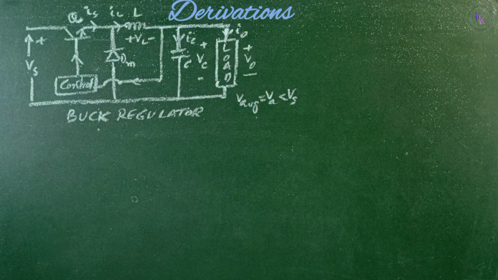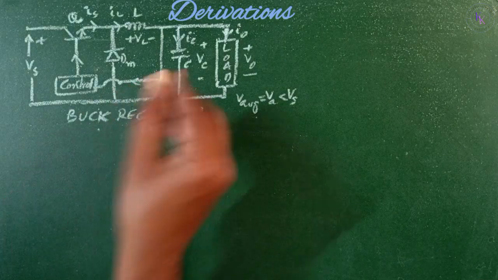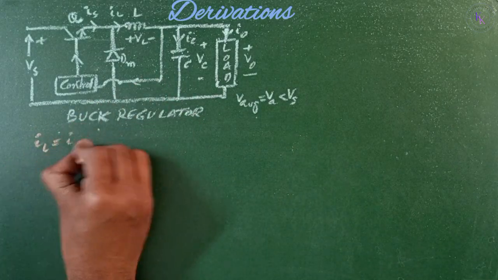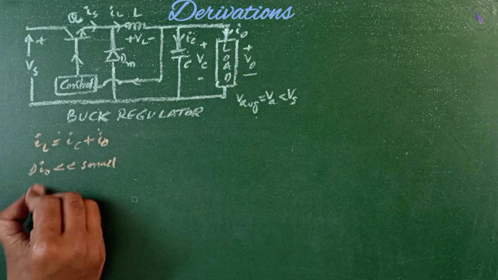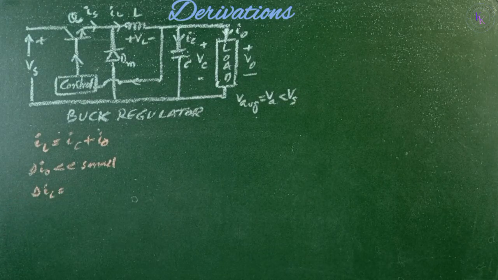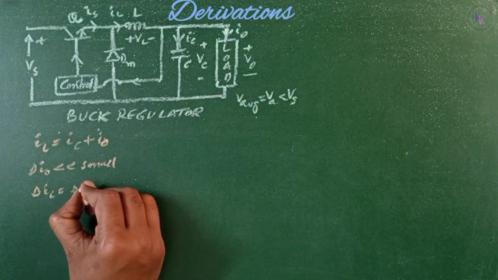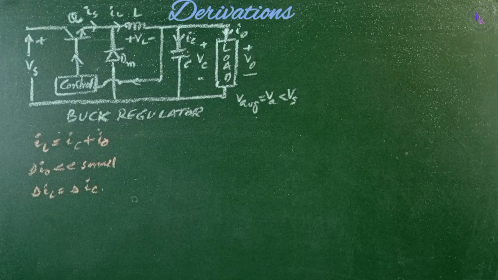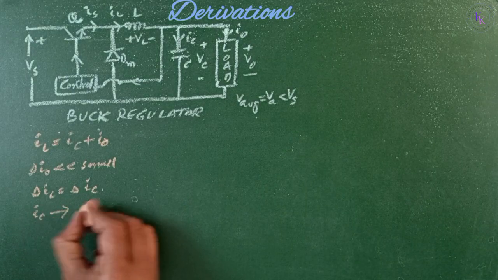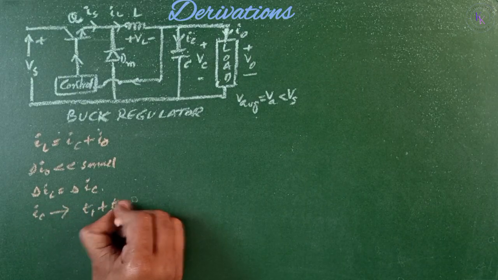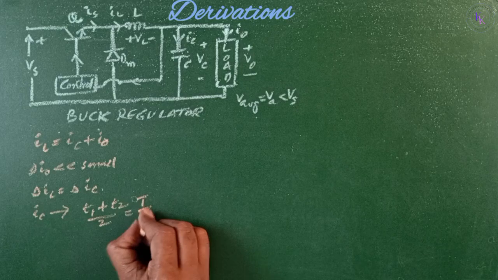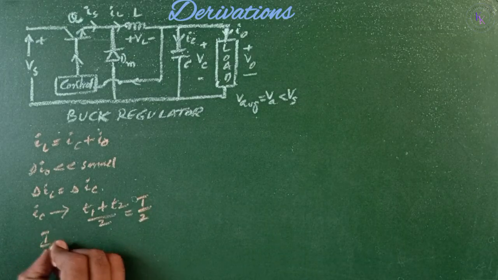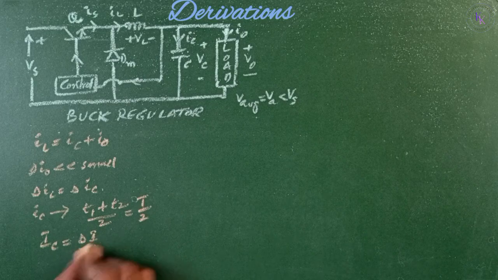Now using Kirchhoff's current law, that is KCL, the inductor current IL equals IC plus I naught. If you assume that the load ripple current delta I naught is very small and negligible, then delta IL, the peak to peak ripple current of the inductor, equals delta IC. Average capacitor current flows into this capacitor during the turn on T1 and during the turn off T2, so the average is T by 2. Average capacitor current IC is given by delta I divided by 4.